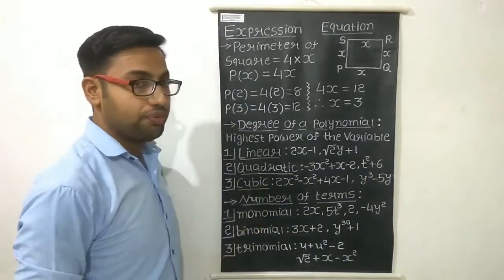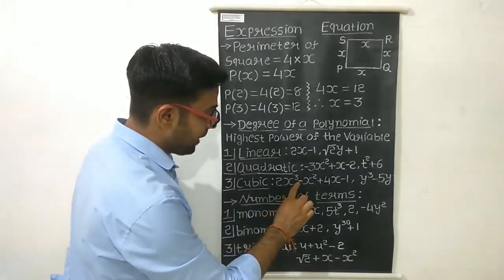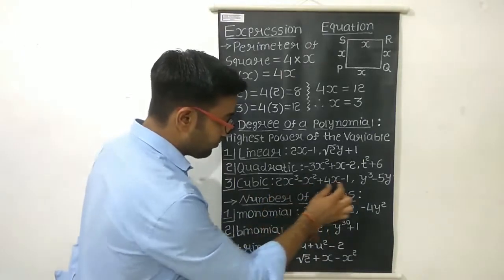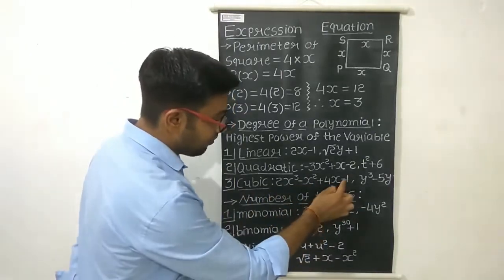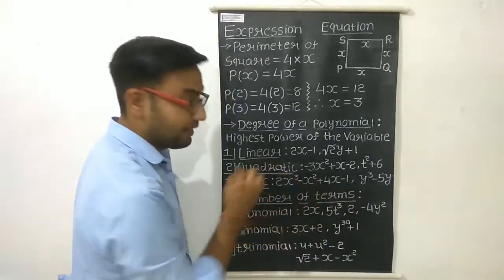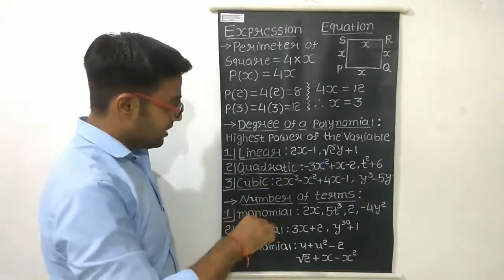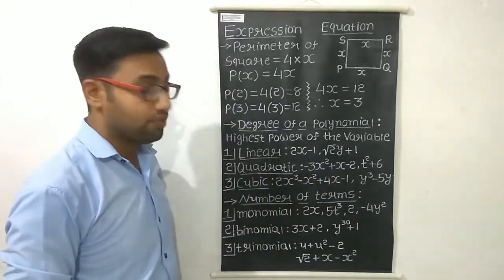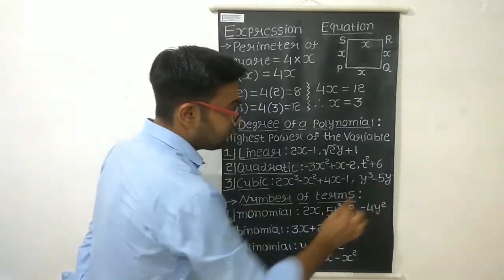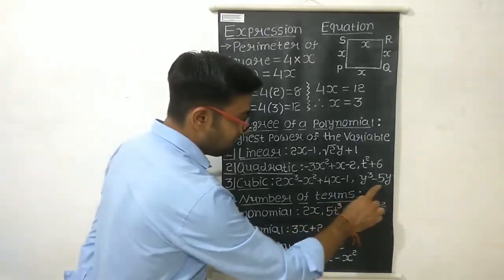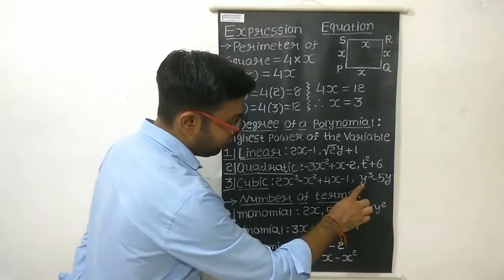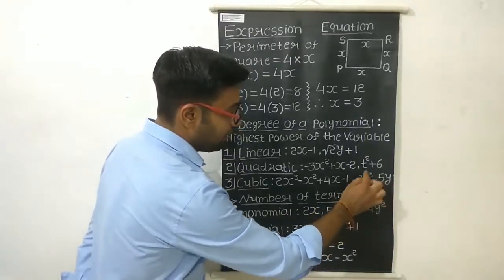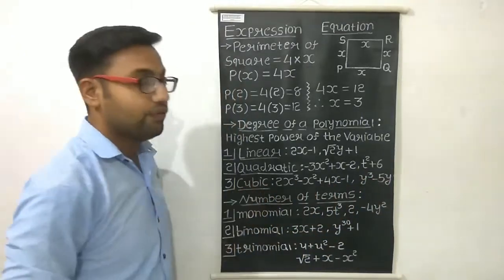Third is the cubic polynomial. One example is 2x cubed minus x square plus 4x minus 1. So there are 4 terms, and the powers of the variable are 1 here, 2 here, 3 here. The maximum power of the variable is 3. That is why the degree of this polynomial is 3, and that is why this polynomial is called a cubic polynomial. Another example is y cubed minus 5y. Again two terms are there. The maximum power of the variable is 3, so the degree of the polynomial is 3, and it is under the category of cubic polynomial.